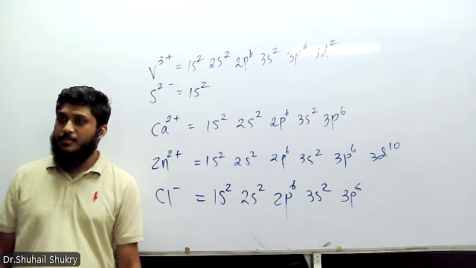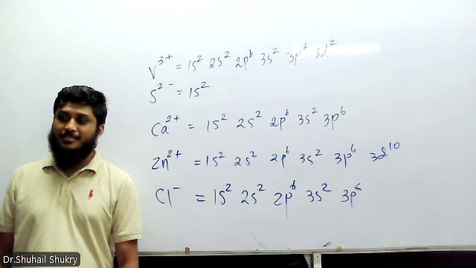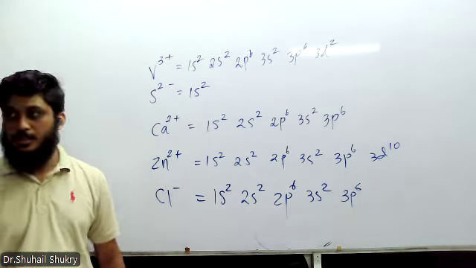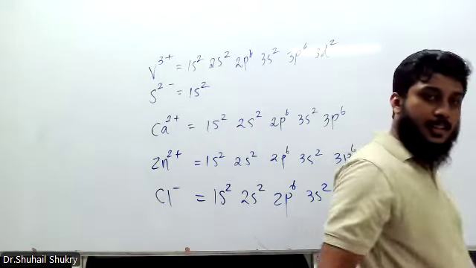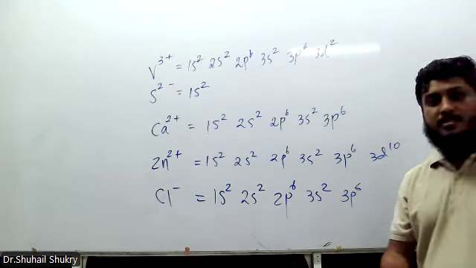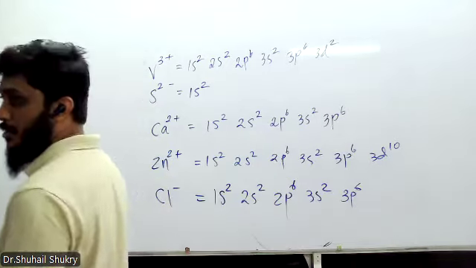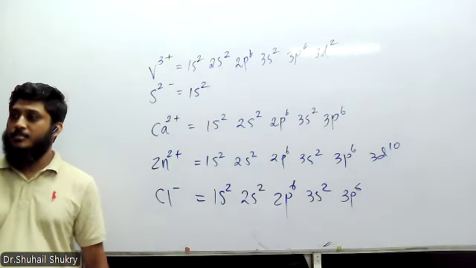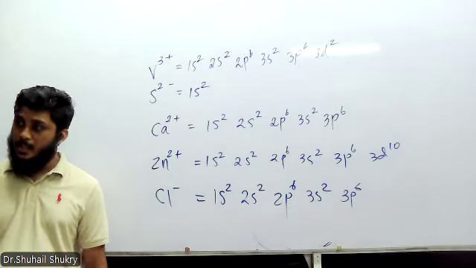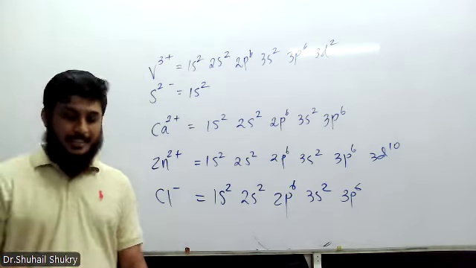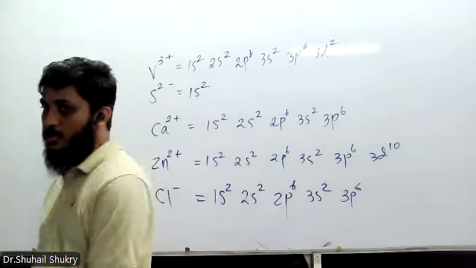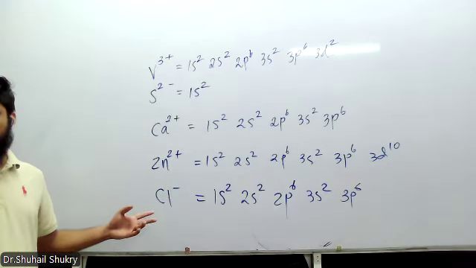What is phosphorus? 15. Magnesium? 12. Argon 18. You can know it. Right? Manganese 25. Right? Iron 26. Okay. Copper 29. At least up to 30 you should know. Again, when you are involved, you should know both.